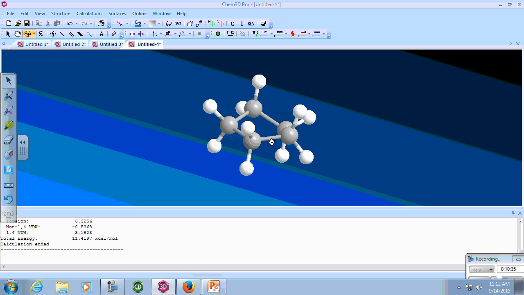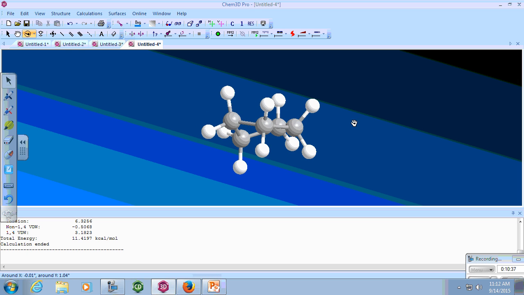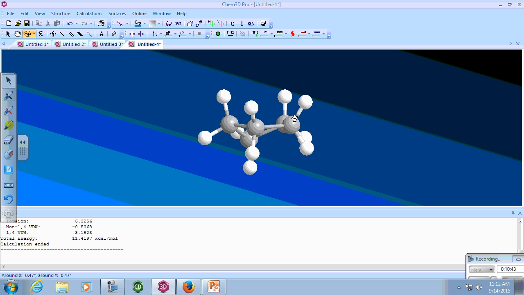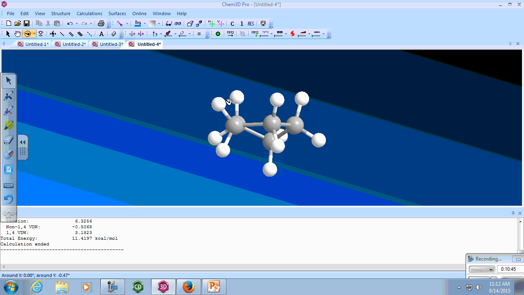If I move this thing around, I've got some problems, maybe. What's the relationship between this at the back and this at the front? They look like they're eclipsed. What about this one here and this one here? What do they look like roughly? Gauche, right? That's not so bad.